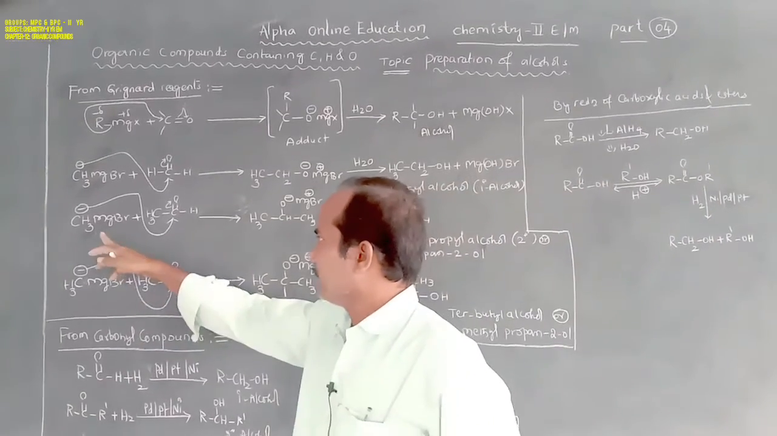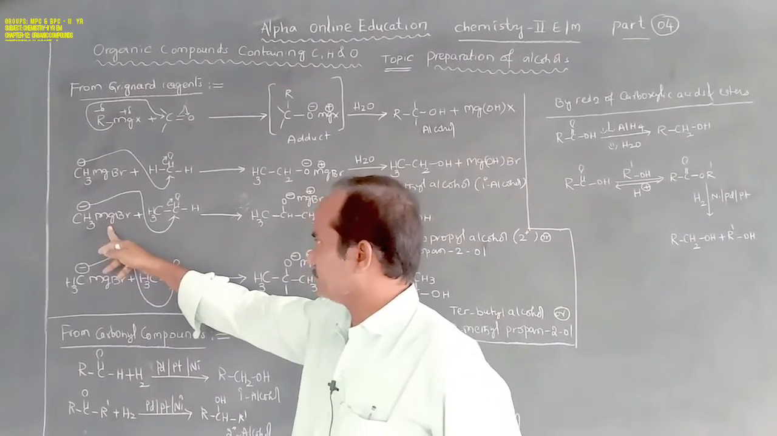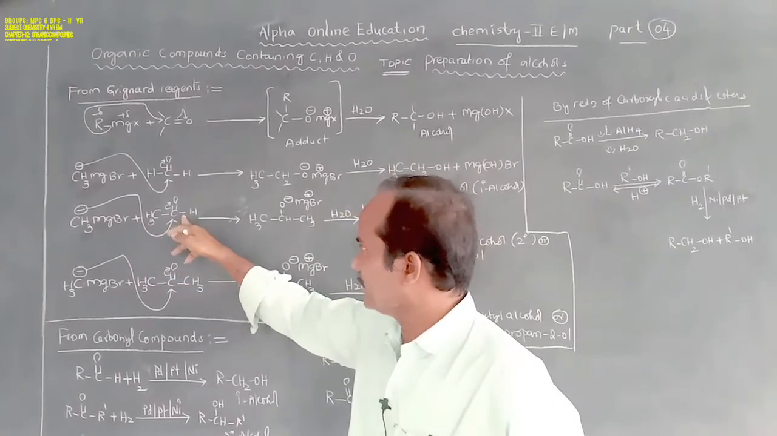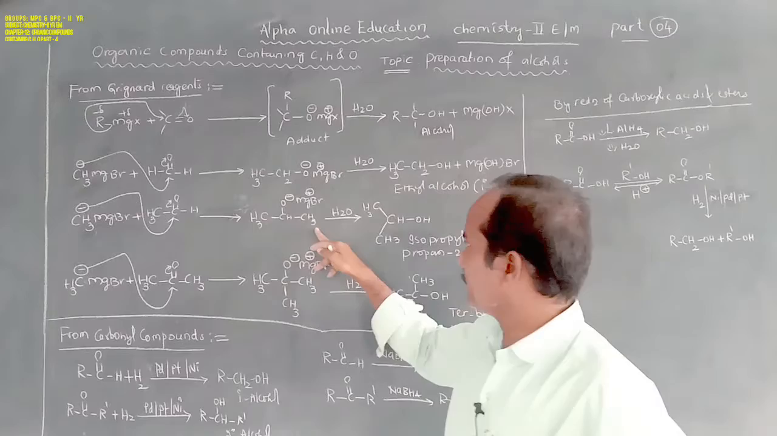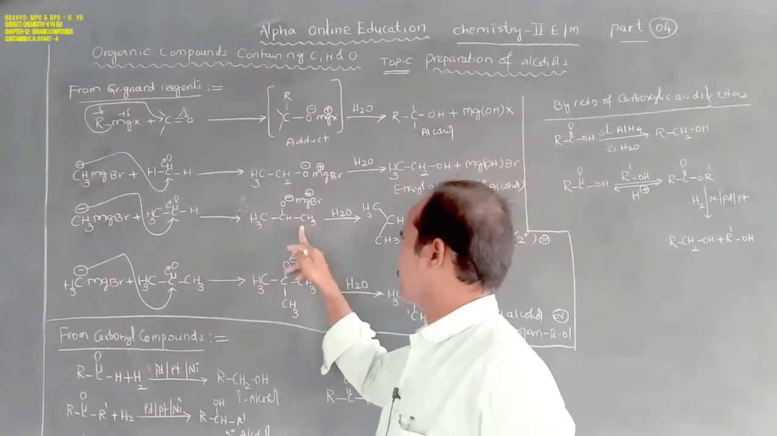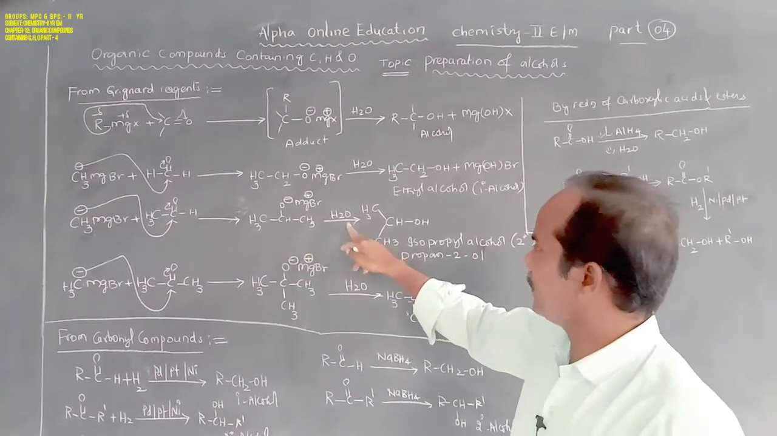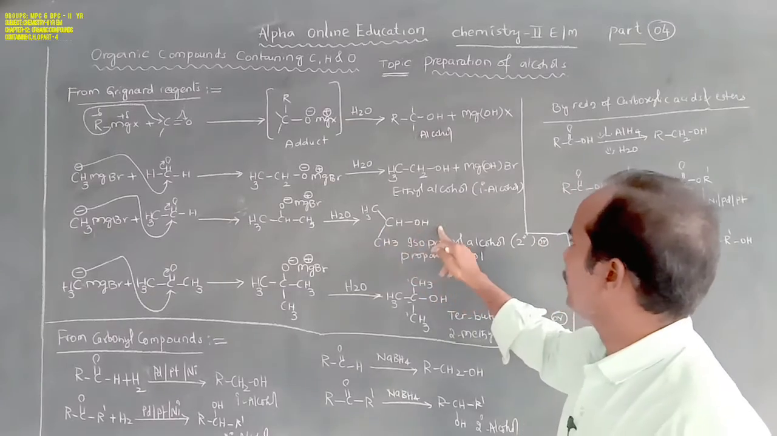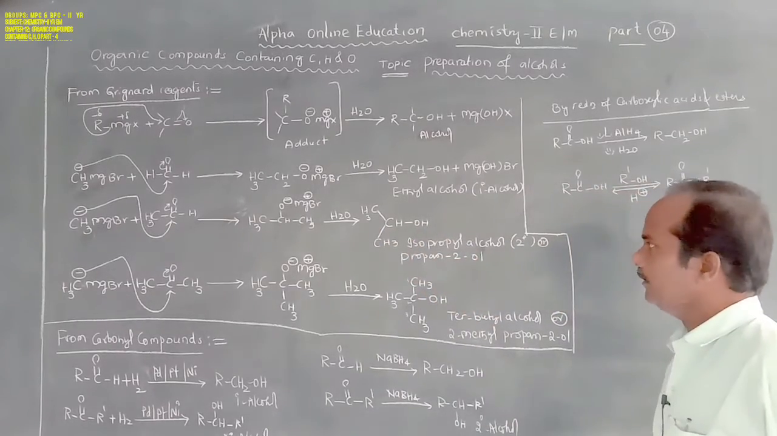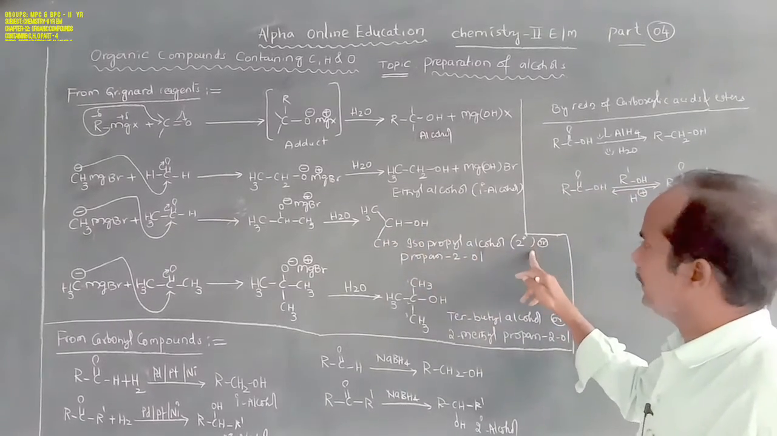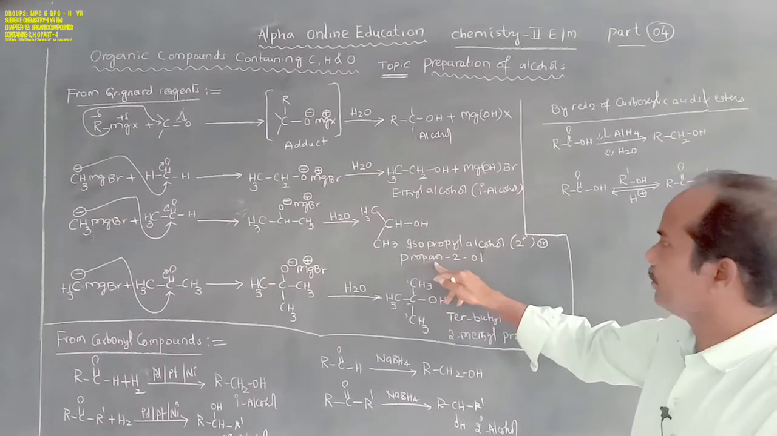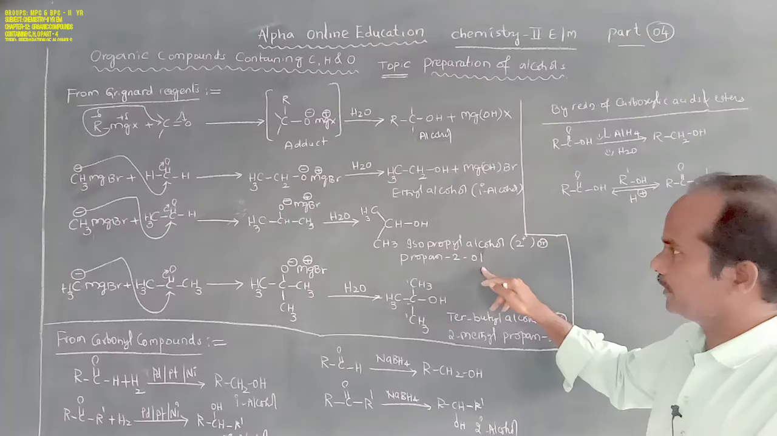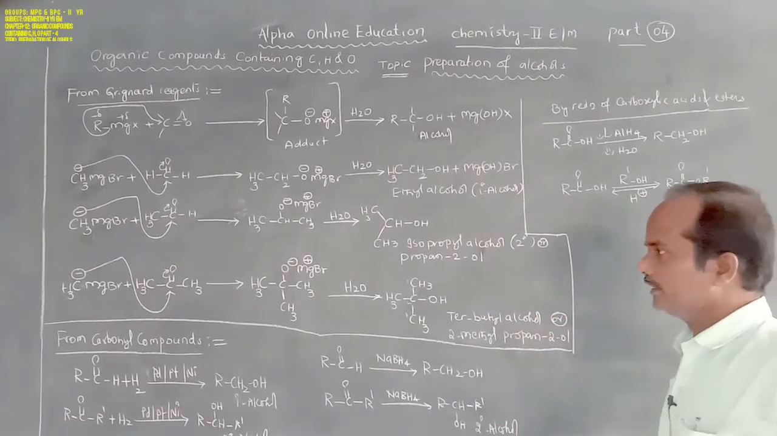Next, when a Grignard reagent interacts with acetaldehyde, again an adduct is formed. This adduct undergoes hydrolysis, and isopropyl alcohol, a secondary alcohol, is formed. Its IUPAC name is propan-2-ol.